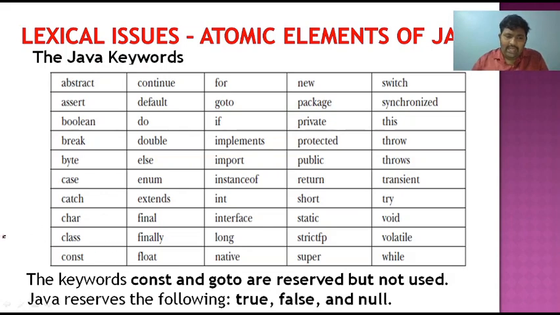Also in Java, we have some keywords called reserved keywords. The reserved keywords we have are const and goto. These are reserved, but we don't use them. We also have some other reserved words like true, false, and null. So these are also reserved words in the Java programming language.